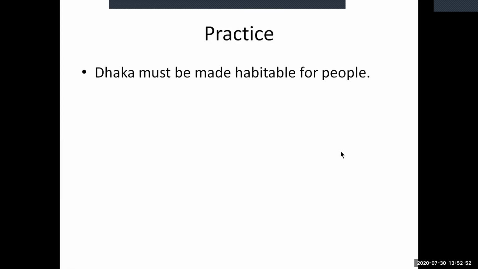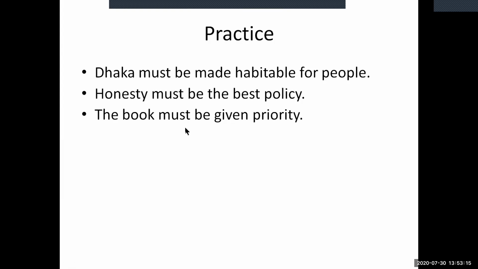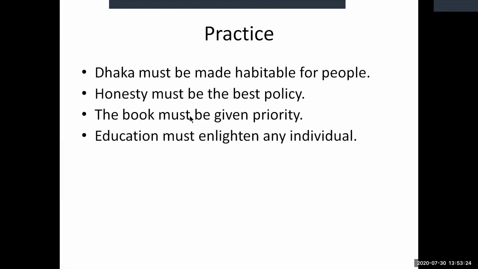Here are some example sentences for you. The first one, Dhaka must be made habitable for people. Here the word must should be replaced by cannot help or cannot but. Then this one, honesty must be the best policy. This must can be replaced by cannot but or cannot help. The third statement, the book must be given priority. Here the word must can be replaced by cannot help or cannot but. The fourth sentence, education must enlighten any individual. This must should be replaced by cannot but or cannot help to make the sentence negative.